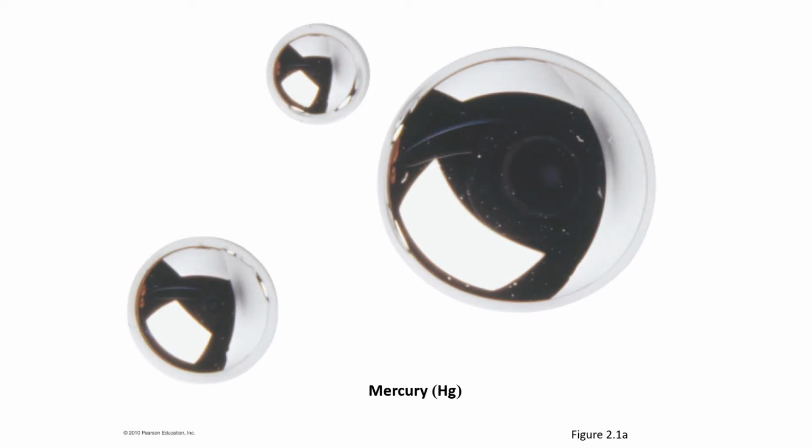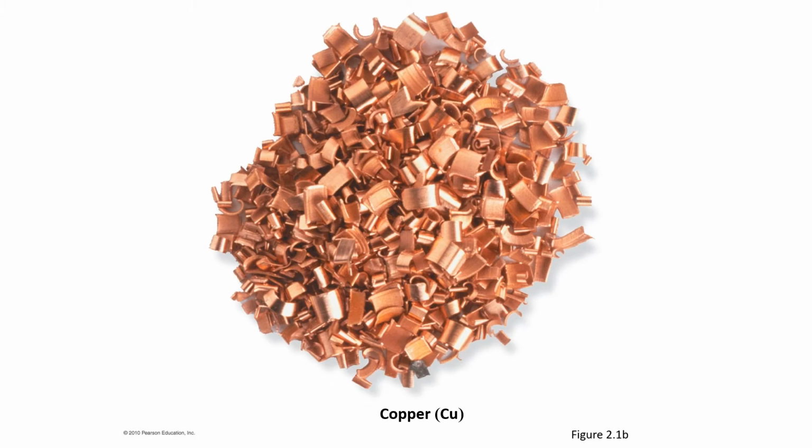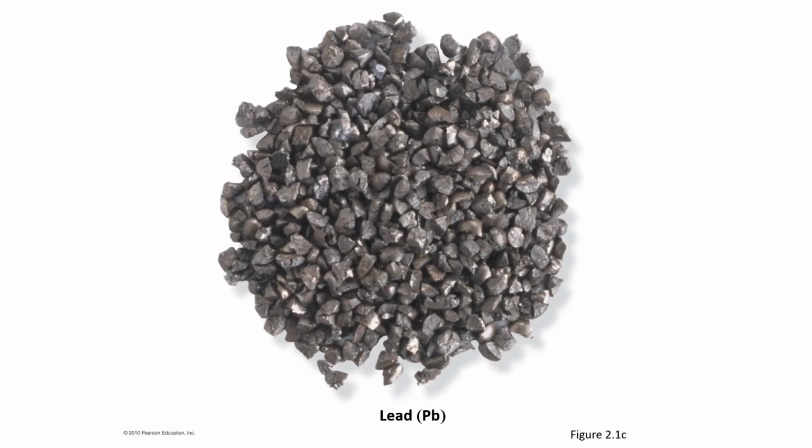So here's an example of a pure element. This is mercury. Mercury is used in thermometers, and it's very dangerous if ingested. This is pure copper. So copper is going to be found in a lot of electrical devices. You can also find it on parts of cars. And this is pure lead.